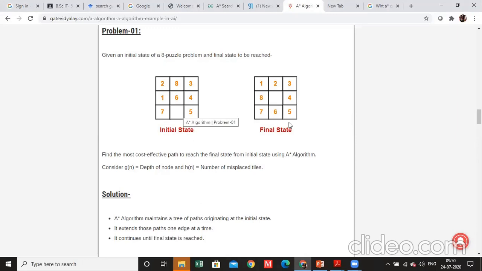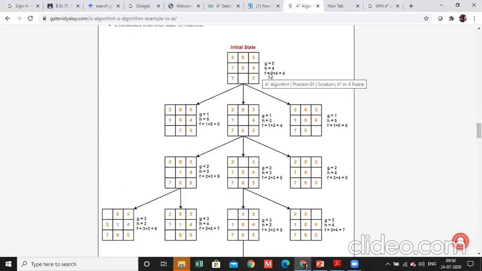So 1 plus 1 plus 1 plus 1. So 4 positions are wrong. So here what is the value of h? That is h is equal to 4. Okay, clear? So here given g is equal to 0 because the depth of the node is equal to 0, and h is equal to 4, and f is equal to g plus h, that is the f value 4.